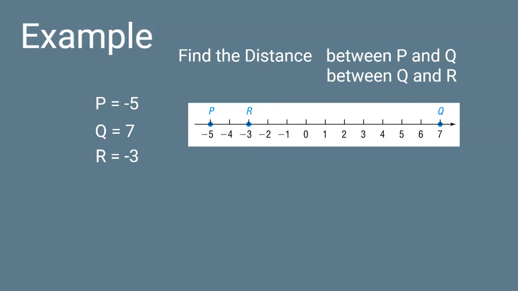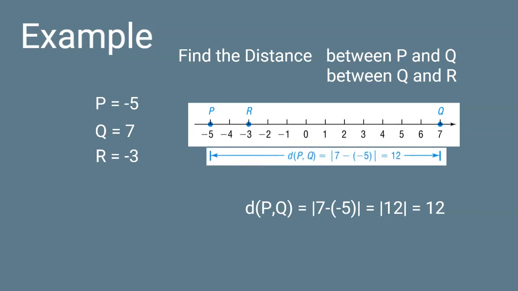First, we want to find the distance between P and Q. We know that the distance is equal to the absolute value of 7 minus a negative 5. That's the same as saying 7 plus 5, or the absolute value of 12. So the distance between P and Q is equal to 12.